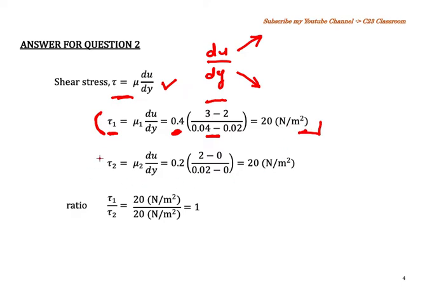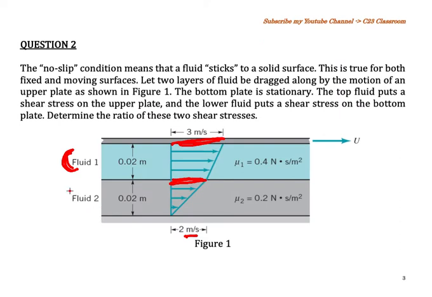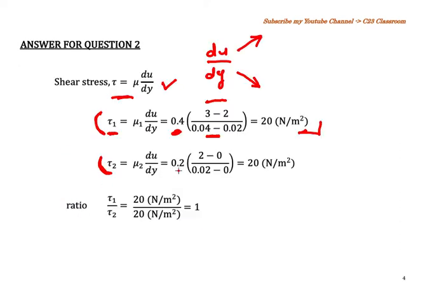And then we can calculate the shear stress for fluid number 2. Fluid number 2 lies at this area. So we do the same thing. This is the value of dynamic viscosity. And then we calculate the difference of the velocity here and the difference of the y-axis here. So we get tau 2 is 20 Newton per meter square.